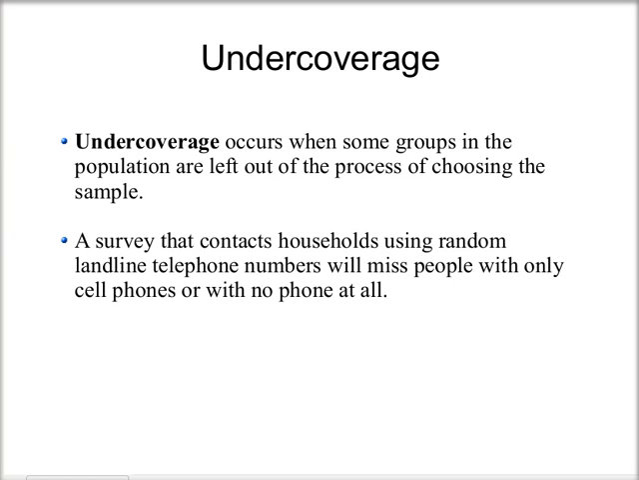So for example, a survey that contacts households using random landline telephone numbers will miss people with only cell phones or with no phone at all. So since more people are switching to only cell phones, this misses a good group of the population, and it's probably especially likely to miss younger people who are more likely to have only cell phones.